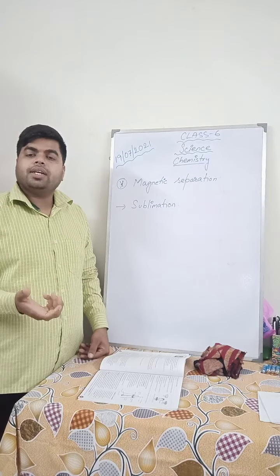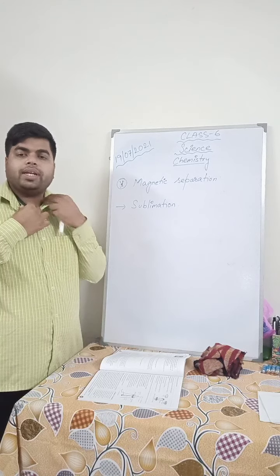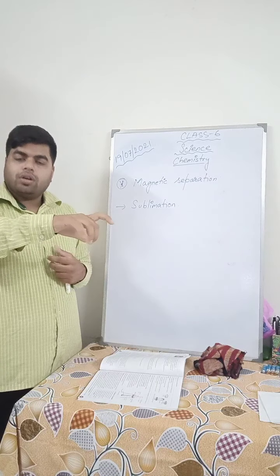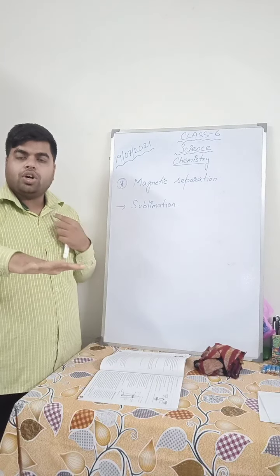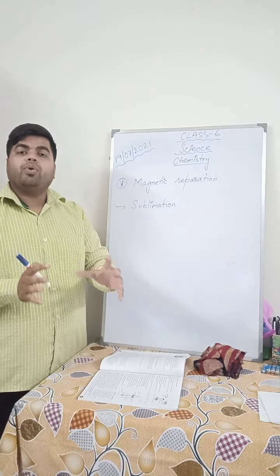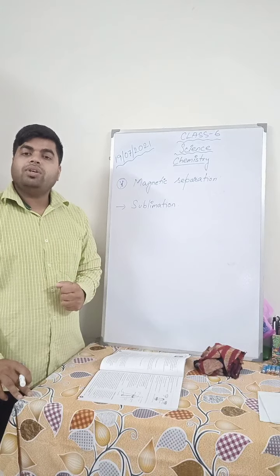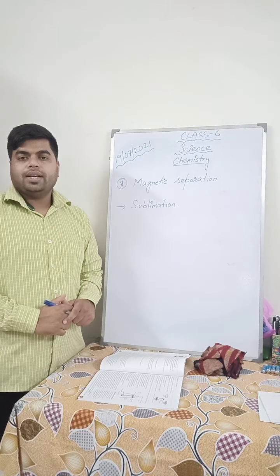And what is decantation? After the process of sedimentation, if you take that jar and pour the clear water that is left on the top into another jar, that is known as decantation. So the process of pouring the clear water into a separate container without disturbing the sediments is known as decantation.